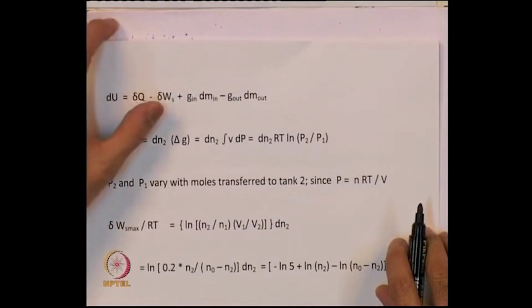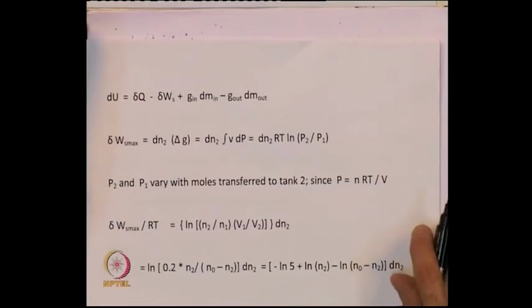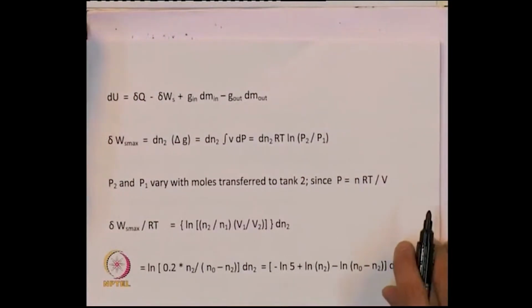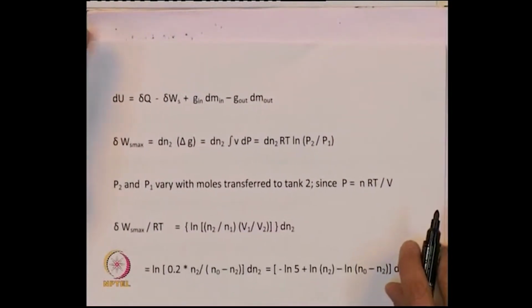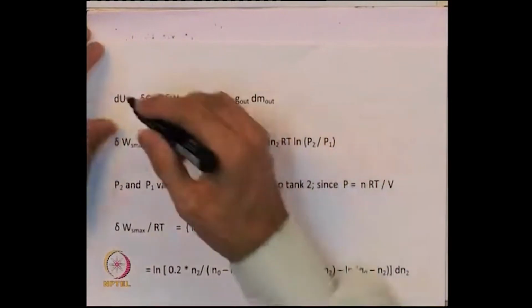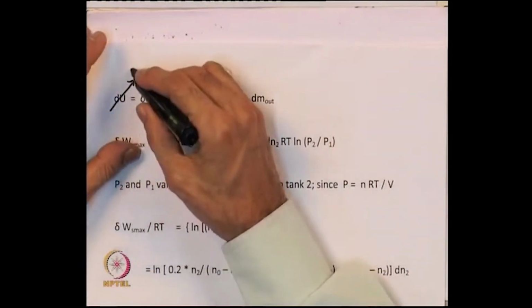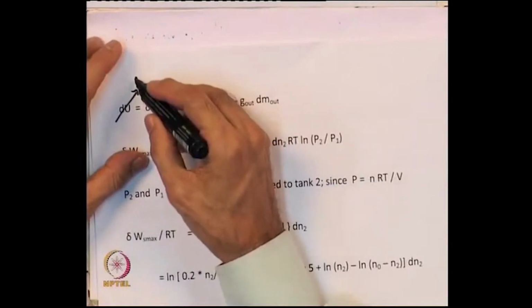So, I write dU is equal to delta q minus delta Ws plus G in dm in minus G out dm out. This is for an isothermal system, done this in class. So, the first term here is 0, this is negligible hold up.